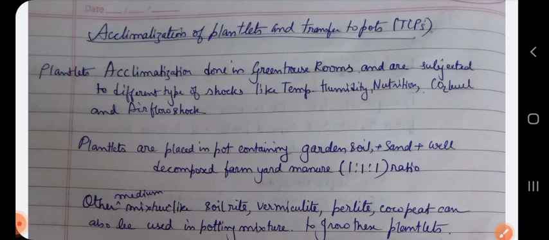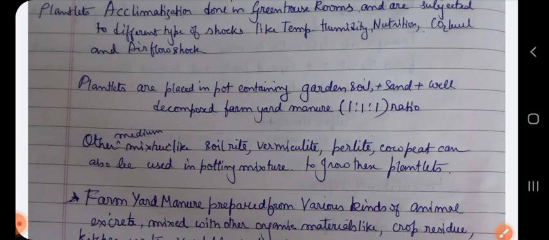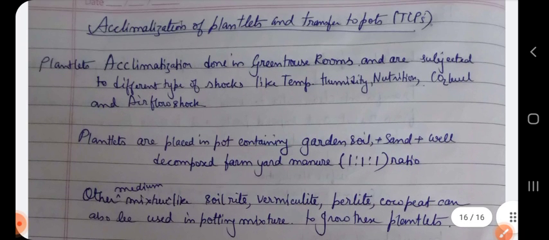Plantlets are placed in small pots that contain garden soil, sand, and well decomposed farmyard manure in a 1:1:1 ratio. The farmyard manure is prepared from various kinds of animal excreta with other materials like crop residue and vegetable waste. So the farmyard manure, garden soil, and sand are maintained at a 1:1:1 ratio, and in that mixture we have to put the plantlets.